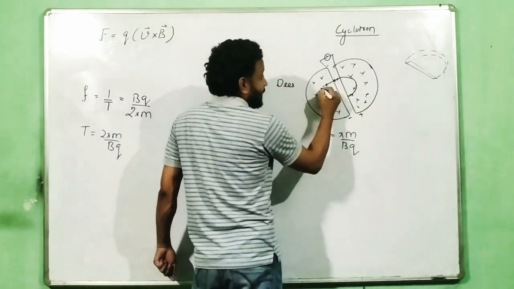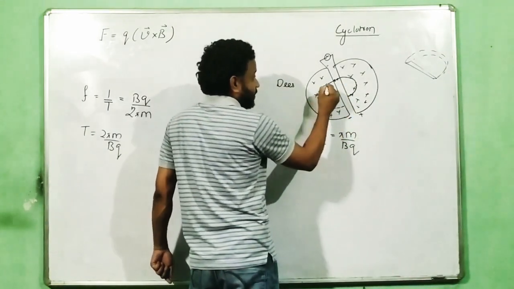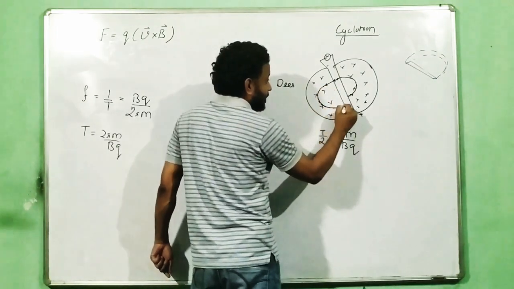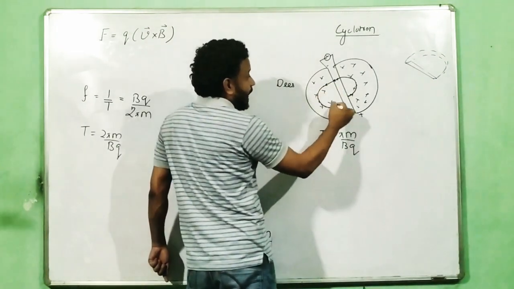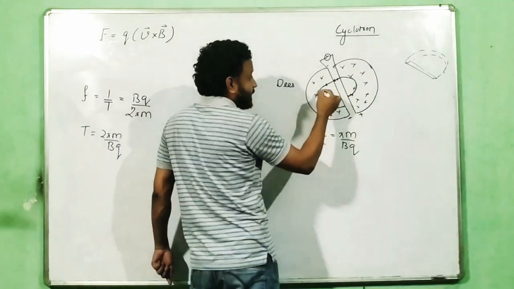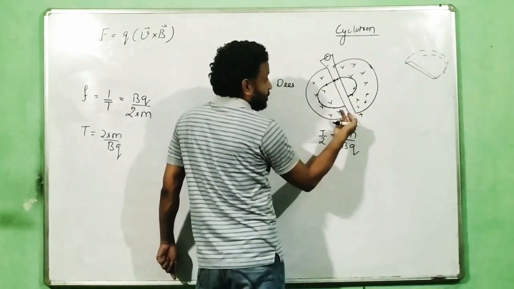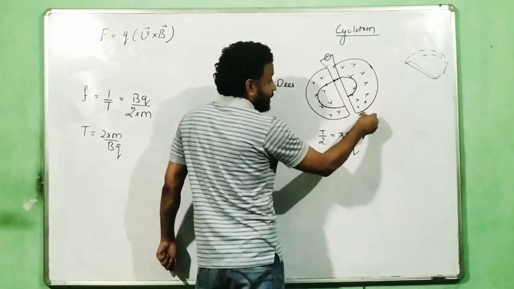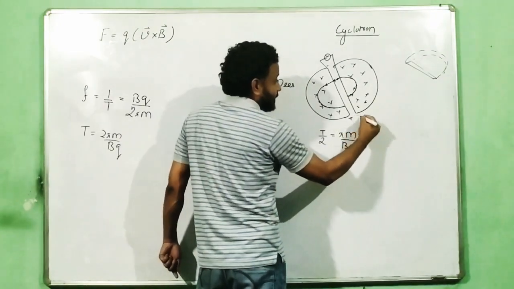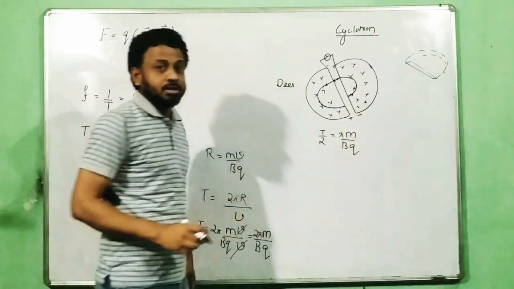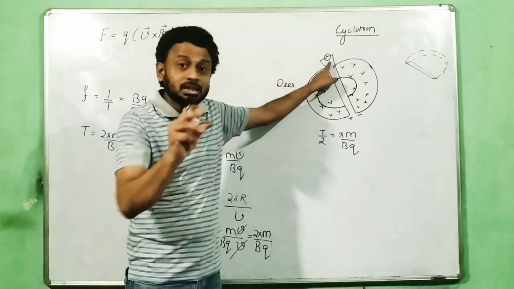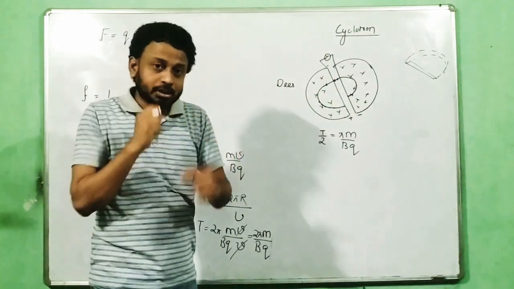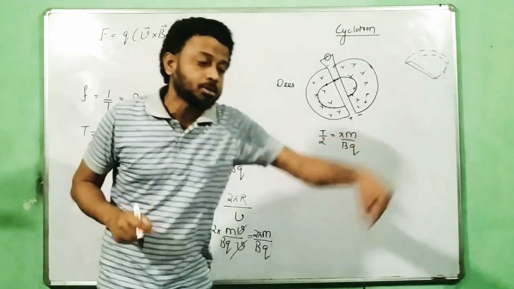That means when it enters this D, its velocity will increase. When the velocity increases, its radius will increase. And again it will take half of the time. So when it comes back to the gap, the polarity should change. This should become plus and this should become minus. That's the reason why we cannot use a DC polarity over here. The polarity should keep on changing every time the charge comes to the gap.